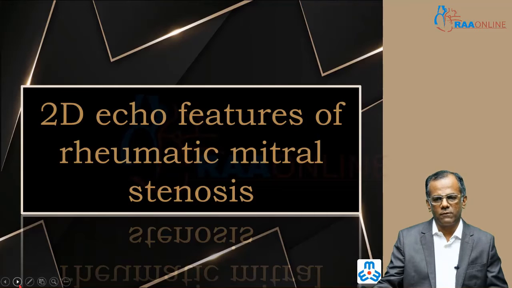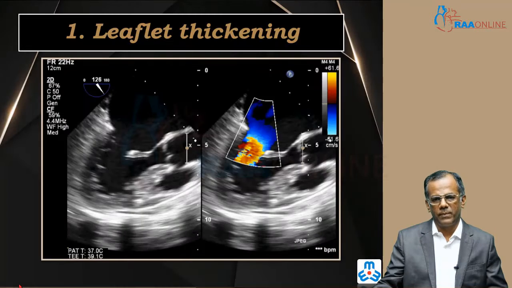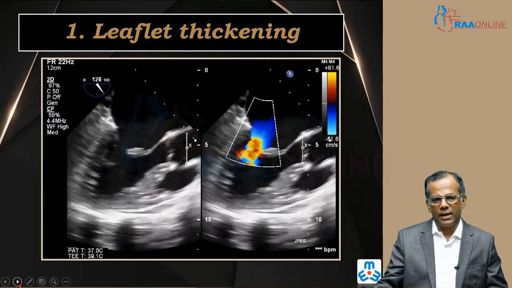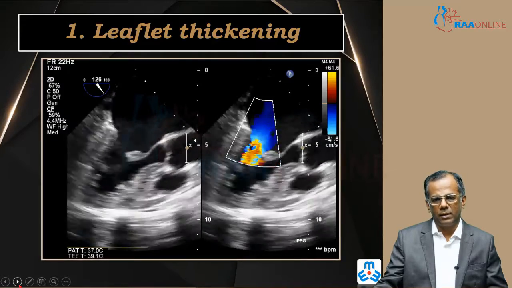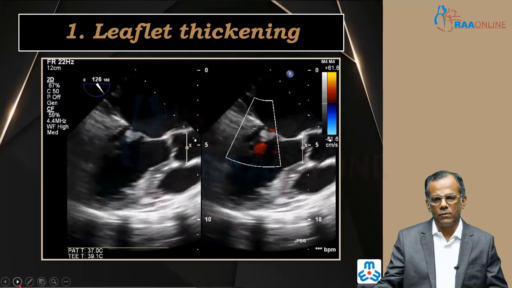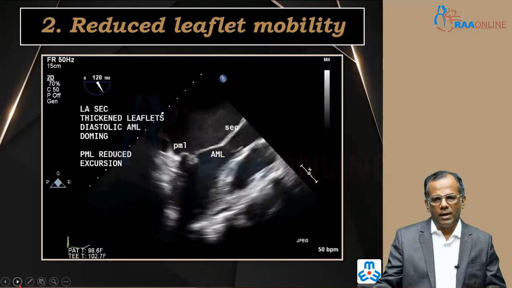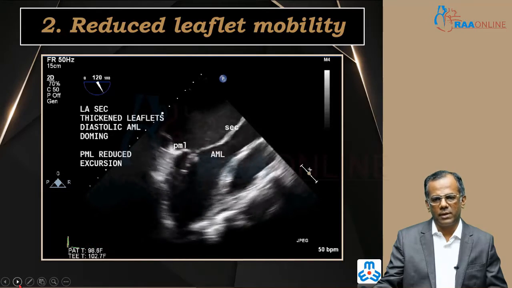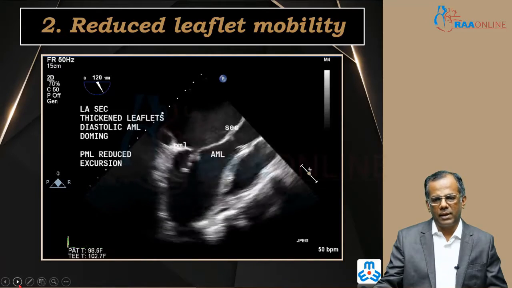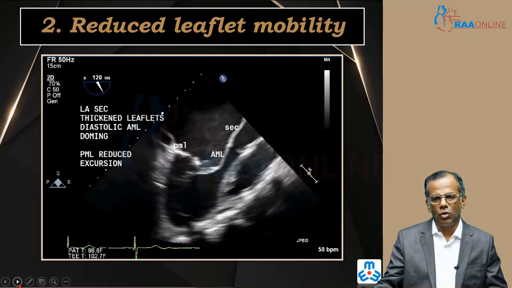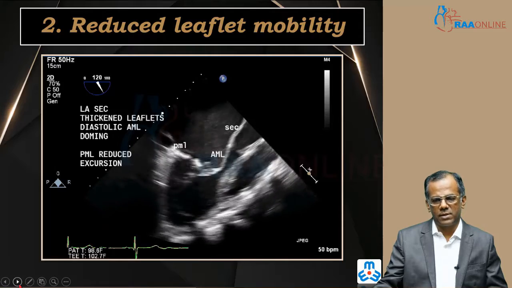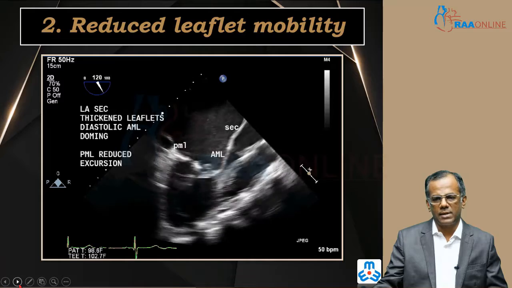Coming to the 2D features of rheumatic mitral stenosis. There is leaflet thickening, and characteristic of the leaflet thickening is it starts at the leaflet tips and moves on to the base. There is also reduced leaflet mobility, especially of the posterior mitral leaflet, and the anterior mitral leaflet takes the characteristic doming shape. This occurs because the tip of the leaflet is restricted while the body of the leaflet is free to move, giving it the characteristic hockey stick appearance at end diastole.